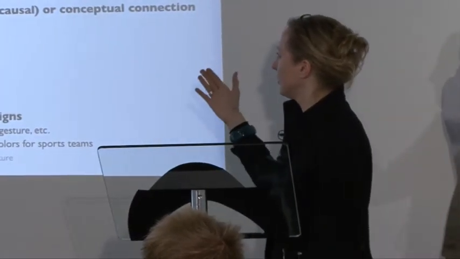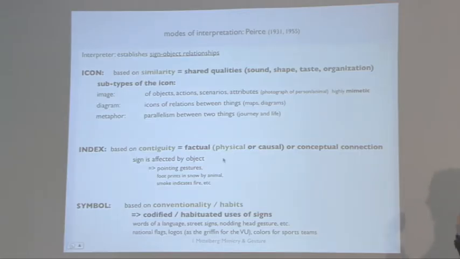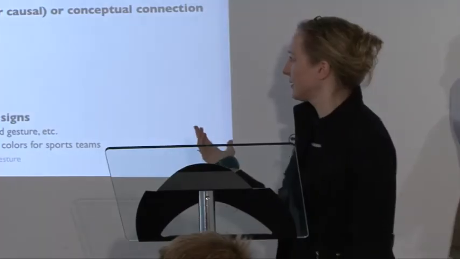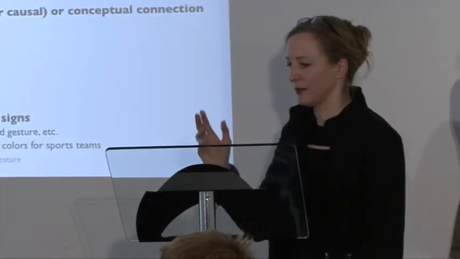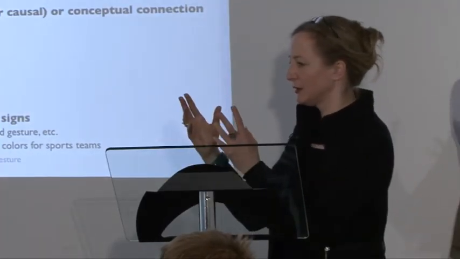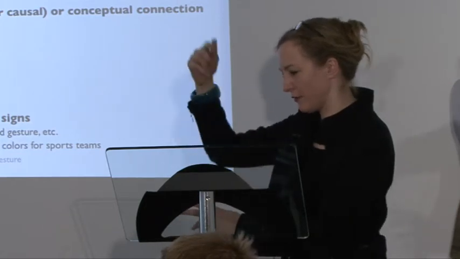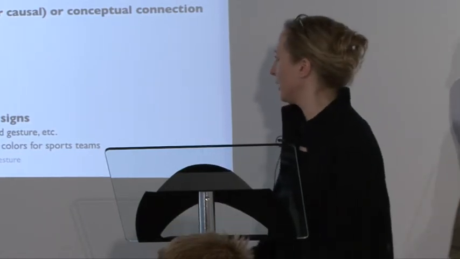Okay, index is contiguity, factual relationship, pointing gestures. I point at something, so my sign is affected by the thing I'm pointing at. Classical examples are footprints and smoke and fire. You see the smoke and you know that the object that it refers to must be close by.